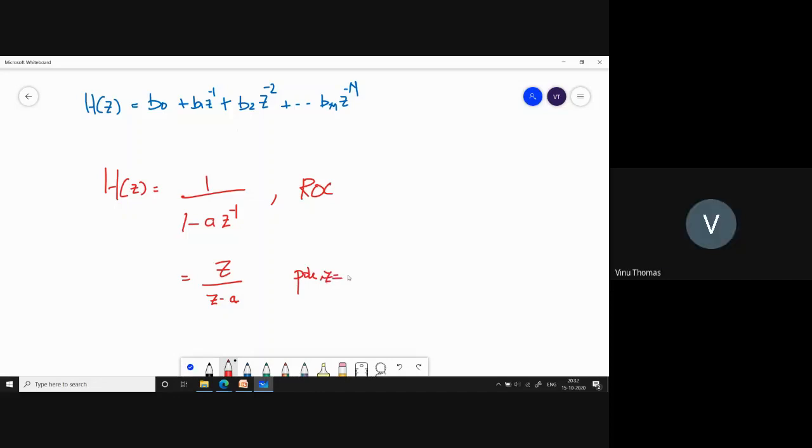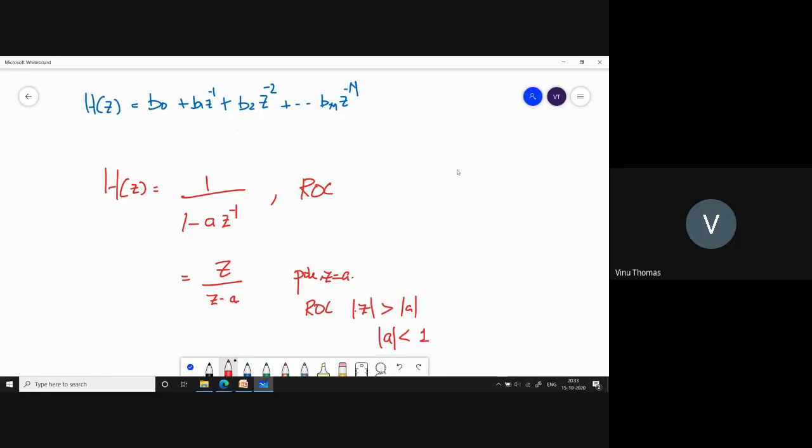So what does it mean? The region of convergence is all Z for modulus of Z greater than modulus of A. Understood? Yes. So when is it stable? This is stable if this region of convergence includes the unit circle, which means you need to have modulus of A less than 1. Is it understood? Yes. Okay.